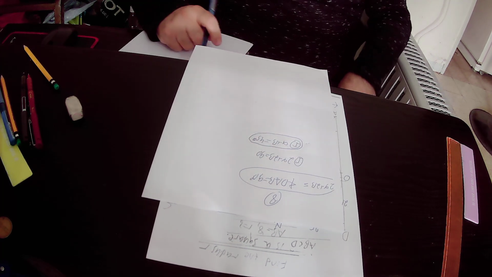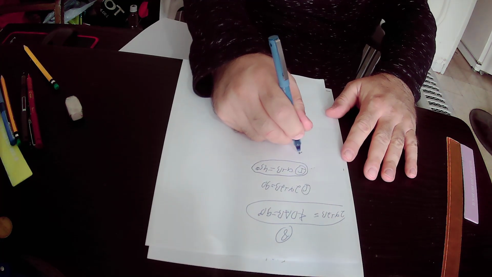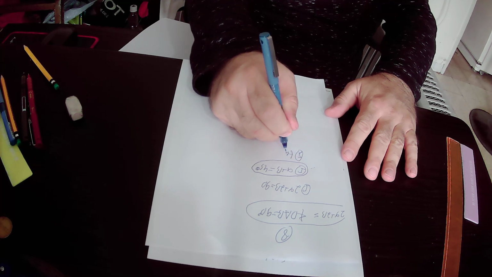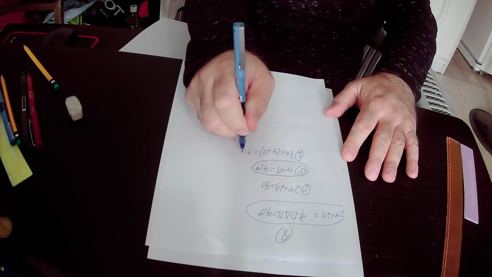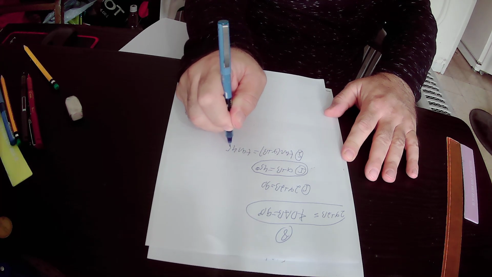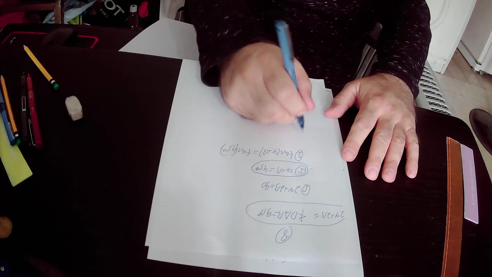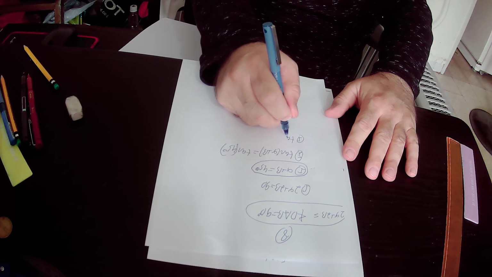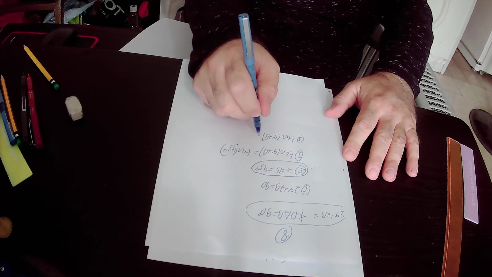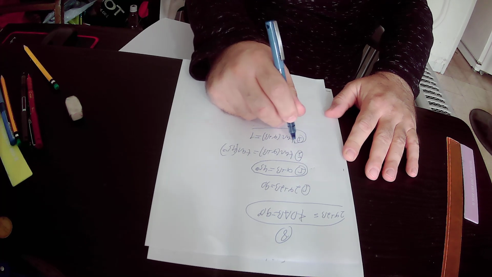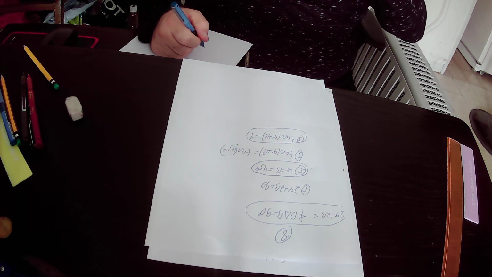But if alpha plus beta equals 45 degrees, then tangent of alpha plus beta will be equal to tangent of 45 degrees. Okay, very simple. So tangent of alpha plus beta equals tangent of 45 degrees, but tangent of 45 degrees is 1. So equation number 1 states that tangent of alpha plus beta equals 1.